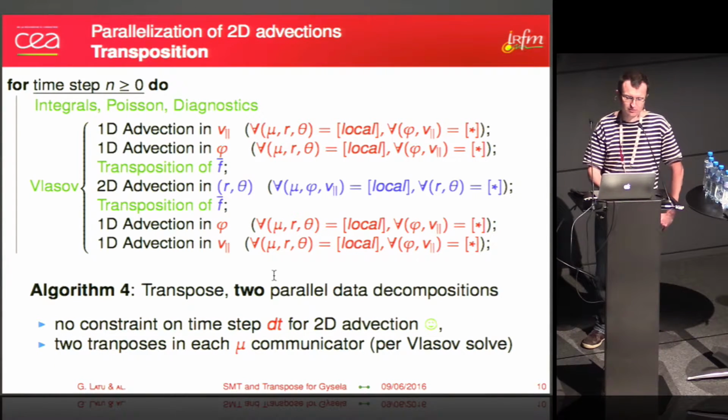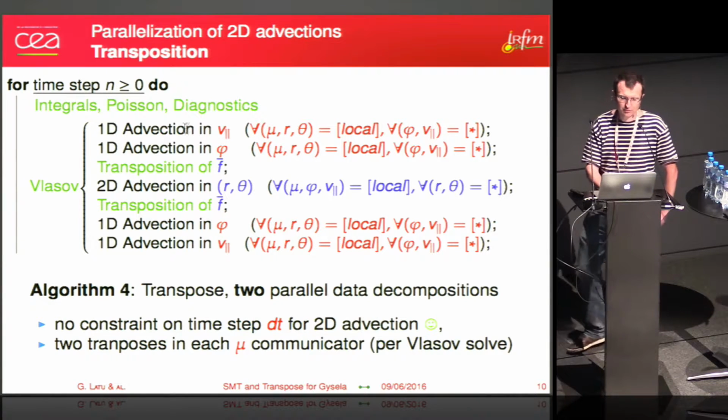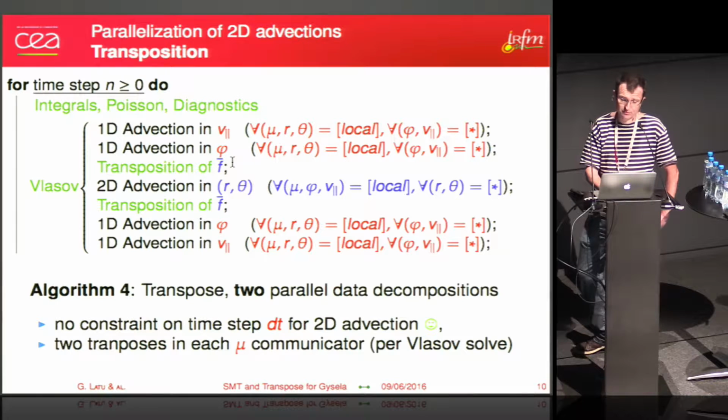The other approach is to transpose. So after the first 1D advection, we transpose the distribution function and we change the domain decomposition. So instead of mu, r and theta, we have mu, phi and v parallel. With this approach, we have no constraint on the time step delta t, so it's quite useful. But we add some communication cost in the transpose step.